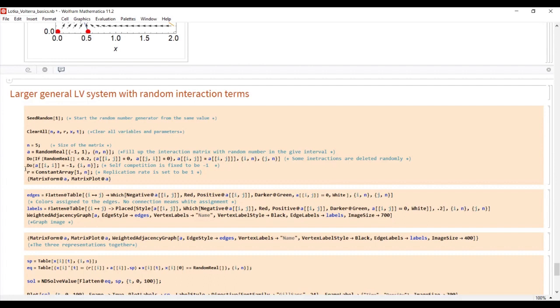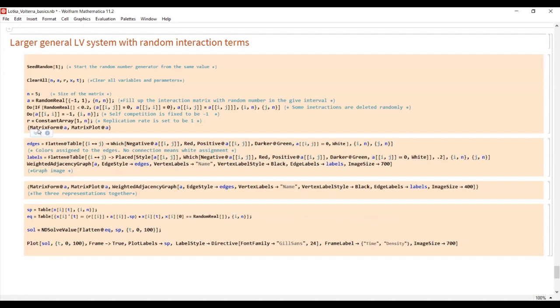And we set up that the self-inhibition coefficient should be -1, as is generally assumed. And we defined an array of replication rates to be 1. And as a first step, let's see this matrix in a matrix form and in the matrix plot form.